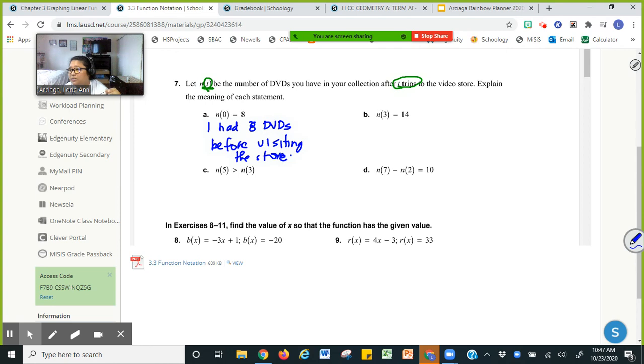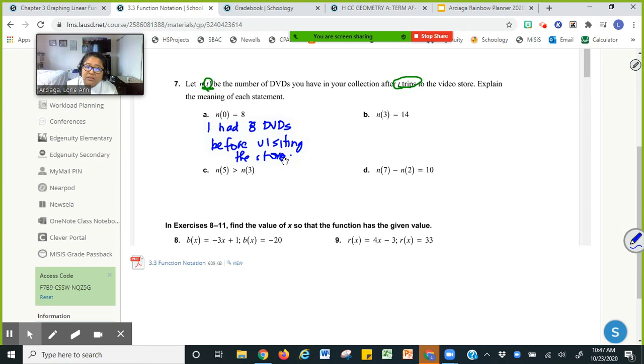Now we'll do letter D because that's the most confusing for some students. So I'll skip C and B. Let's do D. So this means you visited the store 2 times. Or maybe you can also think of this as 2 people, 2 friends who visited the store. Let's say the first person visited 7 times and the second person visited 2 times. But when you subtract the number of DVDs, they have a difference of 10.